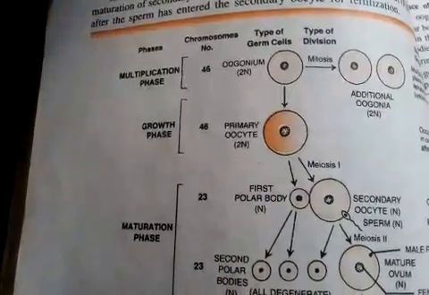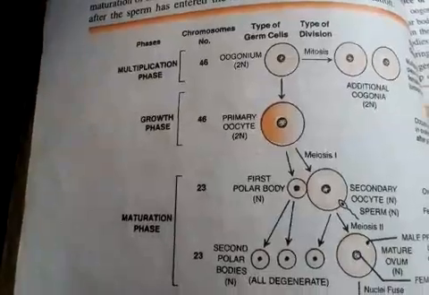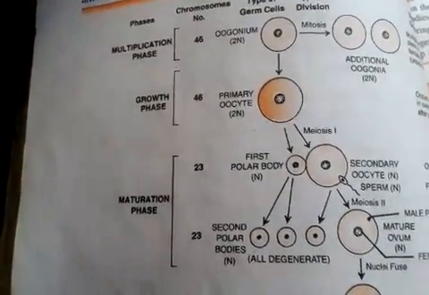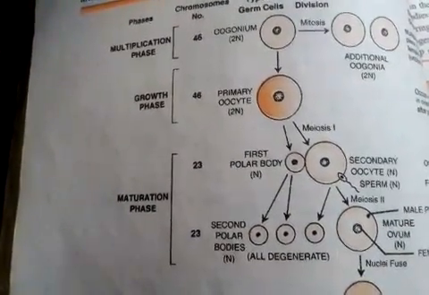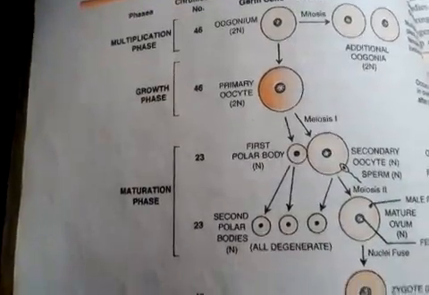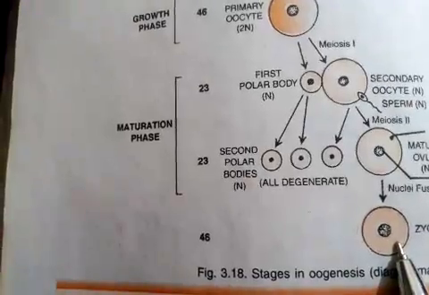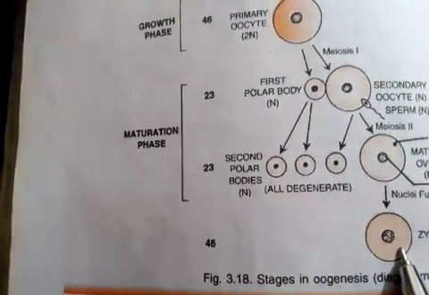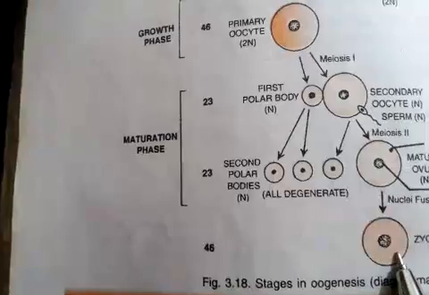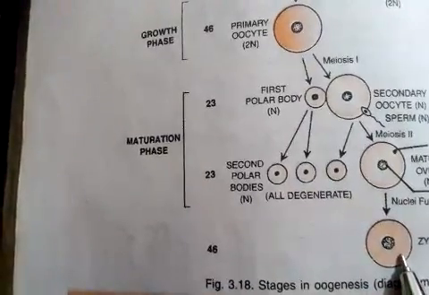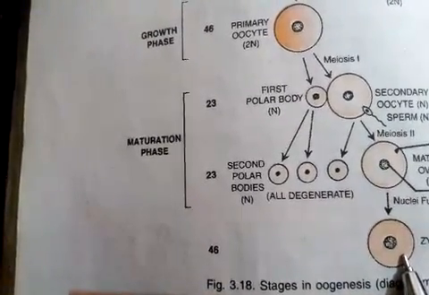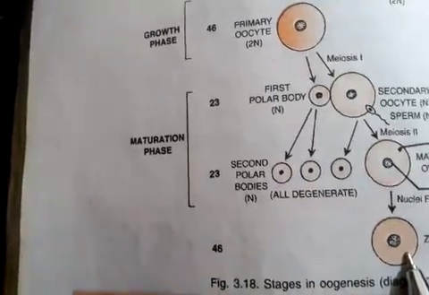So the three phases are the multiplication phase, growth phase and the maturation phase, which undergo first mitotic and second meiotic division, which result in formation of a single ovum. And keep this in mind, unlike spermatogenesis, oogenesis is a highly wasteful process in which atrophy of the oogonia, oocyte and ovum takes place in the form of follicles.